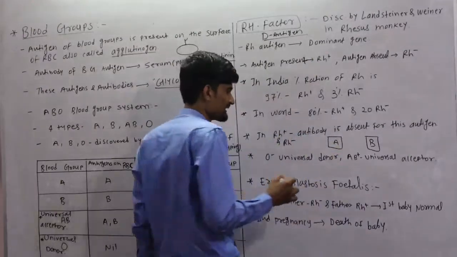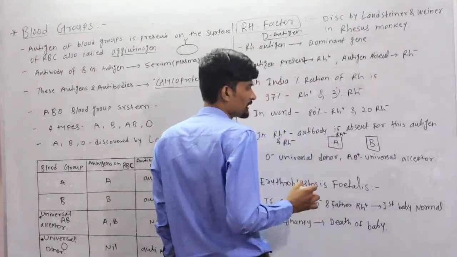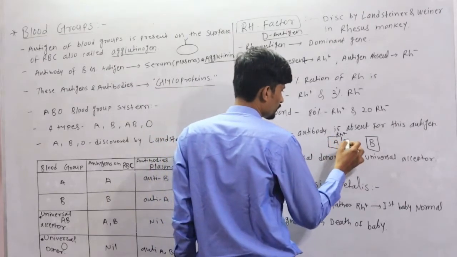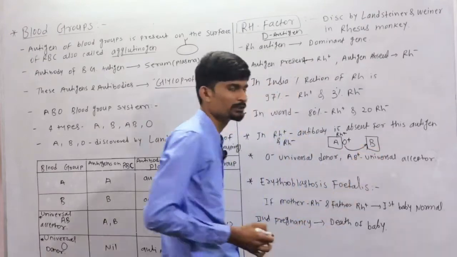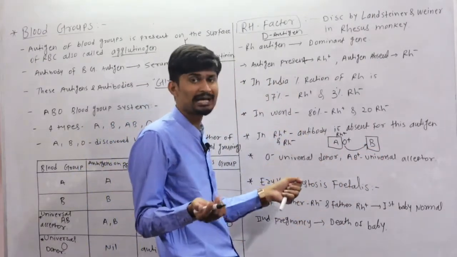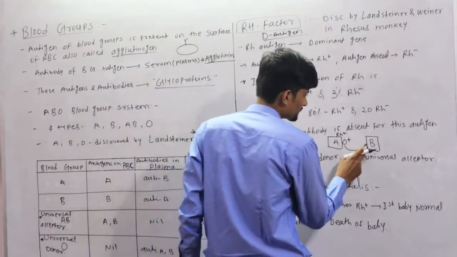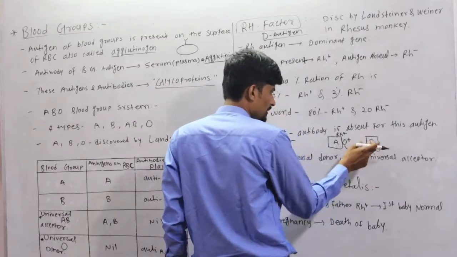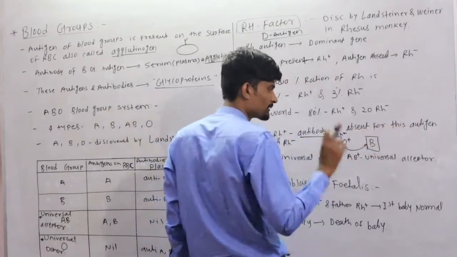Okay students, now it is Rh positive. Suppose O positive. And if this person donates blood to B, what will happen? There are no A or B antigens, but the D antigen is present. So B also does not have the antibody, because the antibody is absent for this antigen.